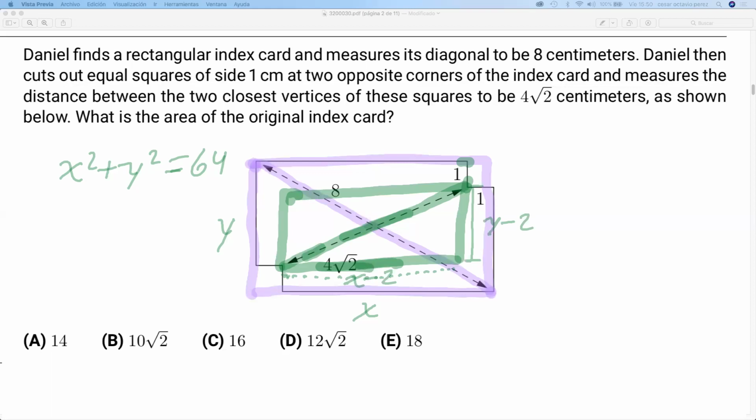We can apply the Pythagorean theorem. So we will have x minus 2 squared plus y minus 2 squared equals 4 times the square root of 2.